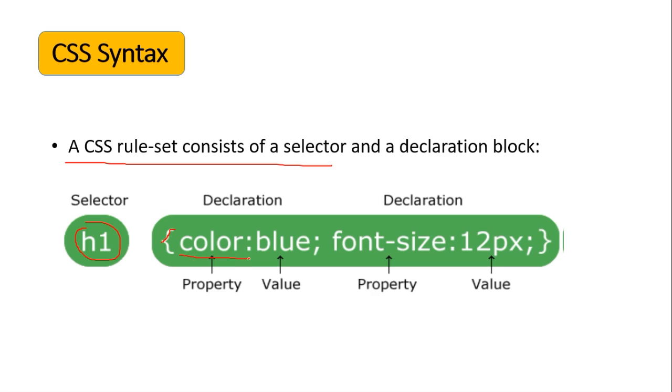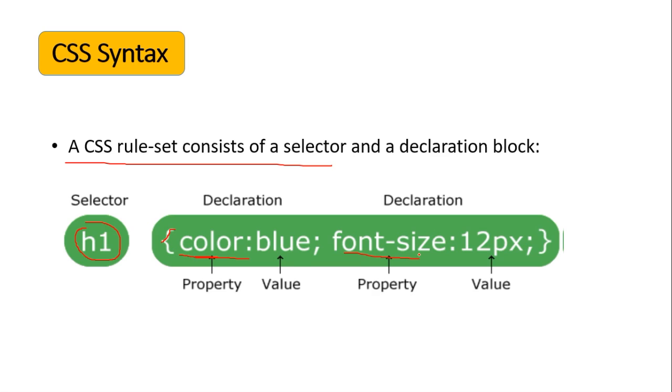Out here, the color and the font size are the properties. After that, this blue and this 12 pixel are the values. So remember that you can have multiple selectors, but in this example, under the heading 1 selector, inside this declaration block we have color and font size as the properties.